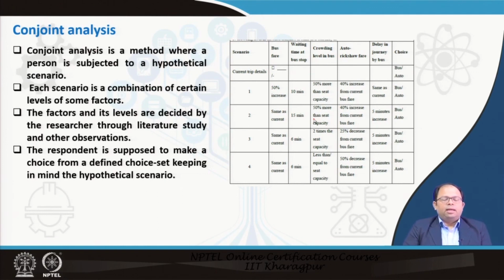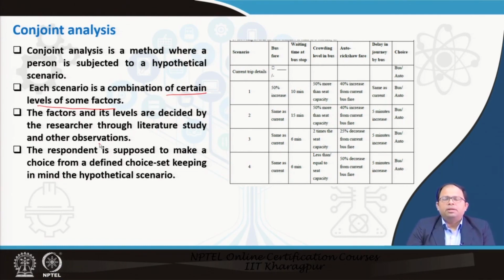So conjoint analysis is a method where a person is subjected to a hypothetical scenario, like the study that was done by Bates earlier that I was discussing. And this is where each scenario is a combination of certain levels of some factors. I will discuss this in detail. A factor and its level are decided by the researcher through literature study and other observations.